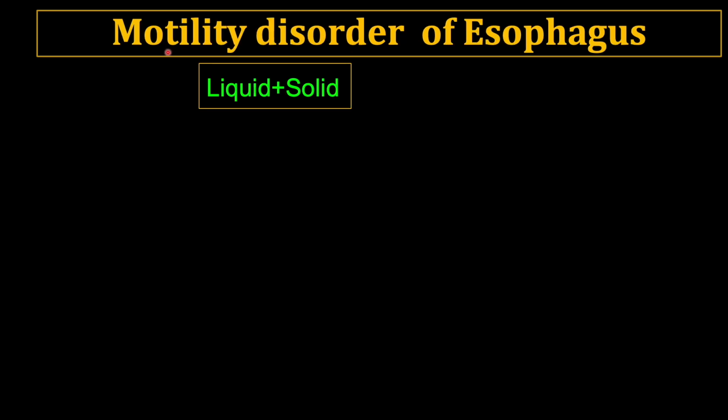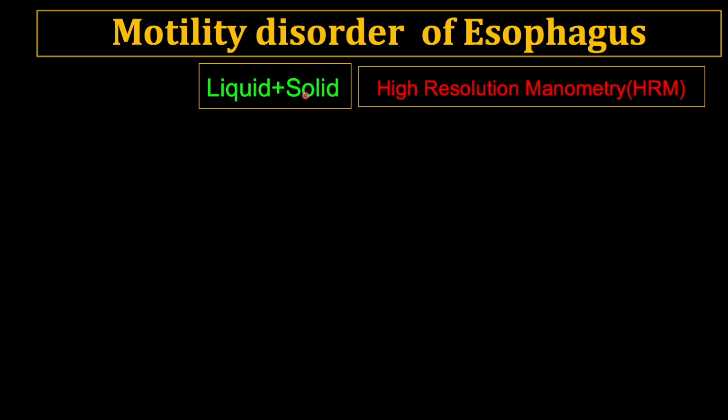Now let us understand the motility disorders of the esophagus. Motility disorder of the esophagus starts with dysphagia to both liquid and solid, while solid dysphagia is predominantly a symptom of structural disorders of the esophagus. Whenever we suspect a case of motility disorder of the esophagus, an investigation known as high resolution manometry is done. High resolution manometry is the gold standard investigation for motility disorder of the esophagus.